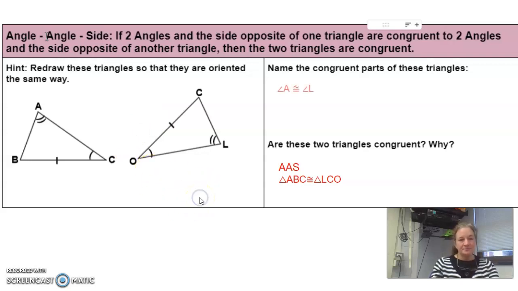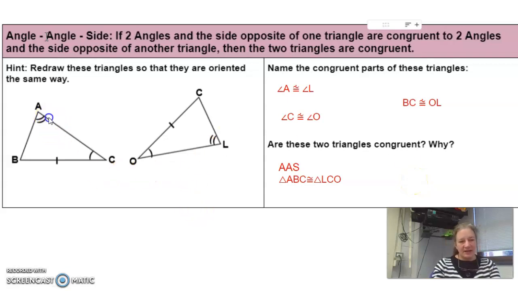Angle A is congruent to angle L. I tell you that. Angle A has 2 tick marks and angle L has 2 tick marks, so they're congruent. C is congruent to O because they're marked with the same mark, and BC is congruent to O. Oh, that should be an L. I'm so sorry. Okay, so I fixed it. So write OL, not OC. I'm sorry about that.